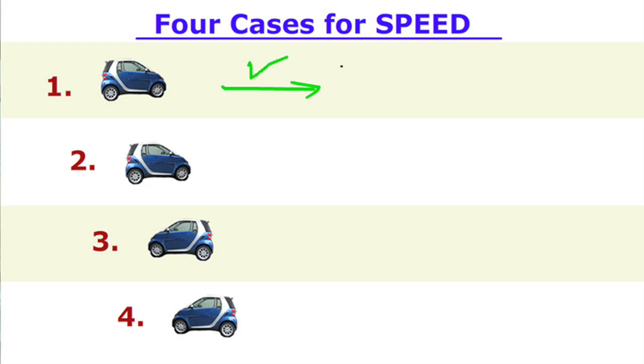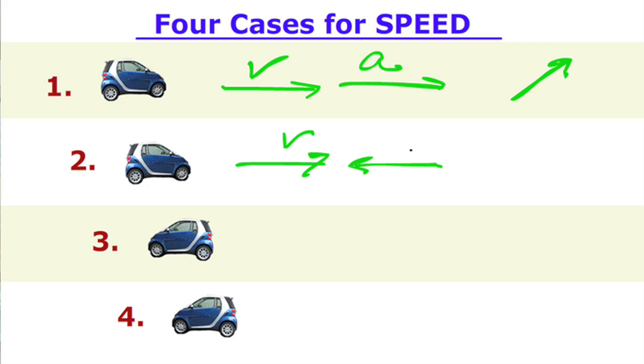You could have positive velocity with positive acceleration. This would result in the particle speeding up. Right, both of those are headed in the same direction. You could have positive velocity with negative acceleration. This is a situation in which the particle is going to slow down. Right, they're headed in opposite directions and working against each other.